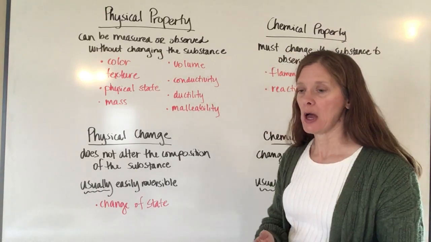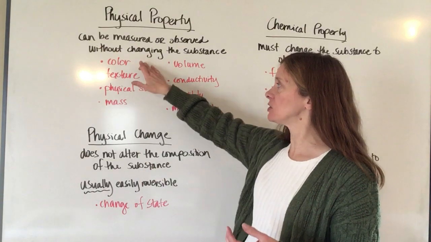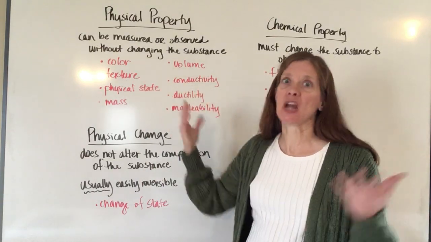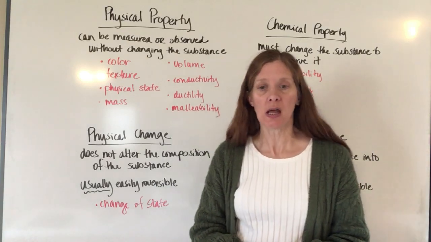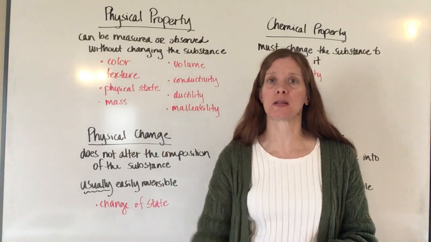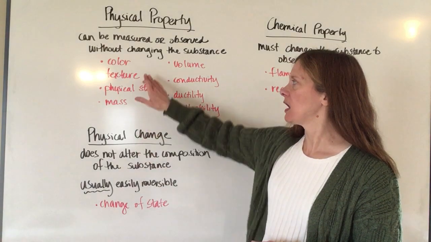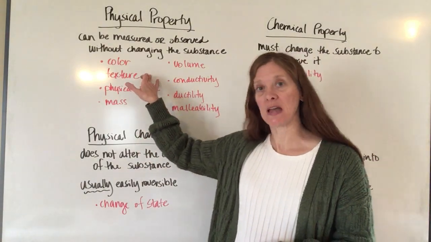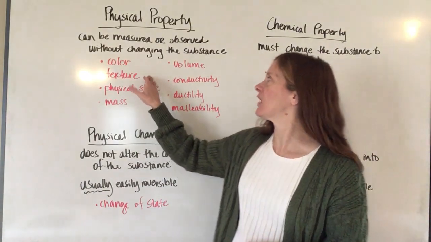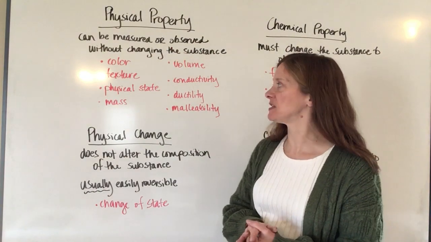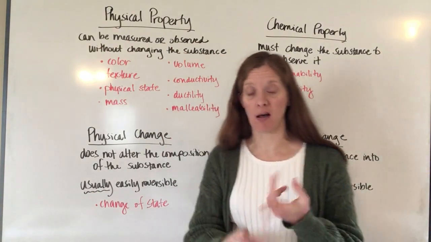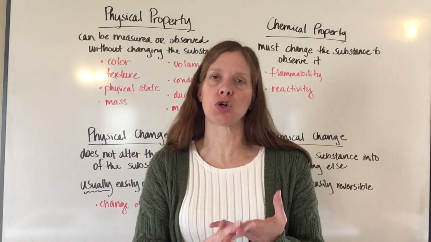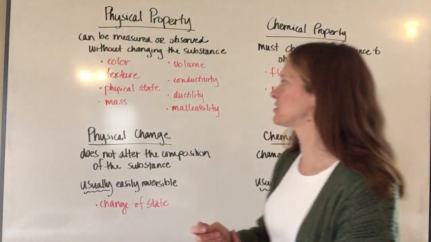So for example, I can look at something and determine what color it is. I haven't changed how the substance is made up. I can look at table salt and say, well, that's white. That's a physical property of it. The texture of something, I can determine the texture without changing what the substance is. I can determine its physical state. Is it a solid? Is it a liquid? Is it a gas? I can determine that, and I don't change the substance at all.